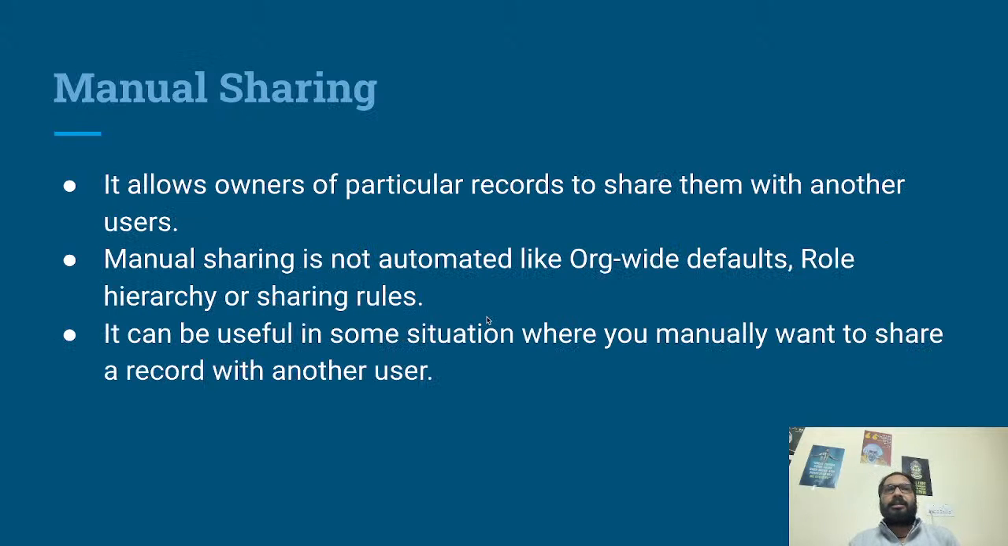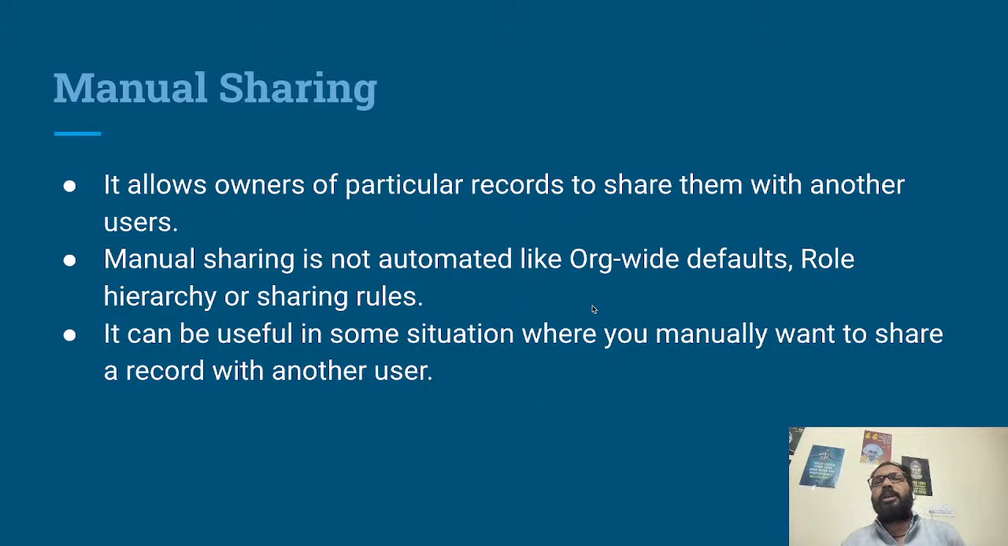Now we have the last sharing, that is known as manual sharing. In manual sharing, if you want to share one particular record, or specific records, with a specific user, then you can do manual sharing. It allows owners of a particular record to share them with other users. Manual sharing is not automated like org-wide defaults, role hierarchy, or sharing rules. It can be useful in some situations where you manually want to share a record with another user, right?